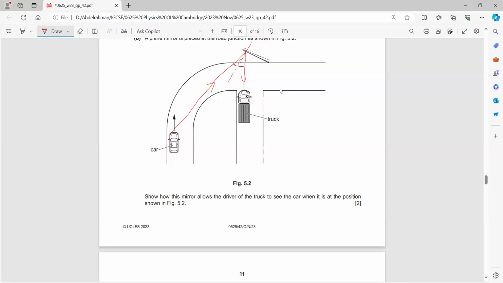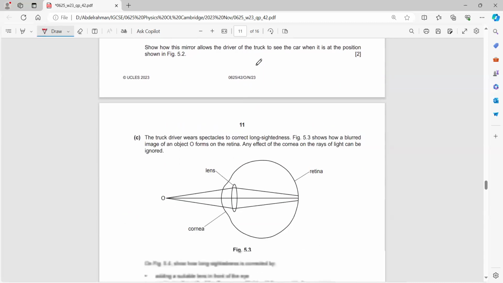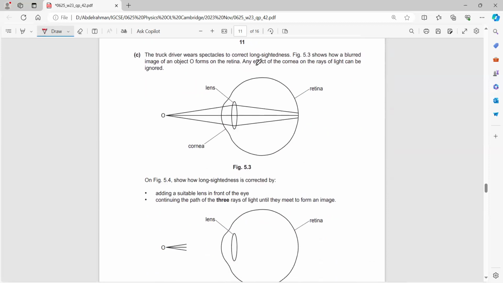Moving on to the next question. Hello, I like this question.